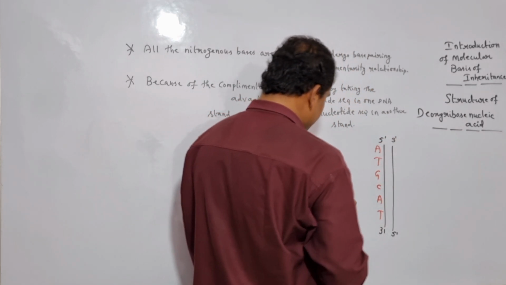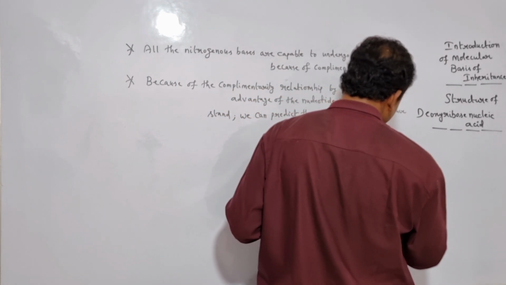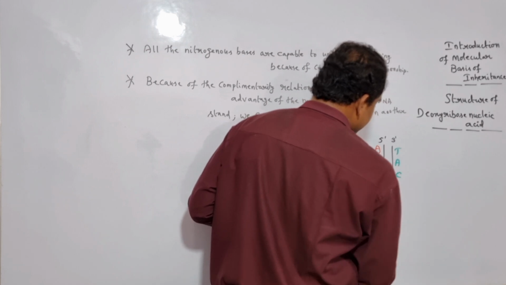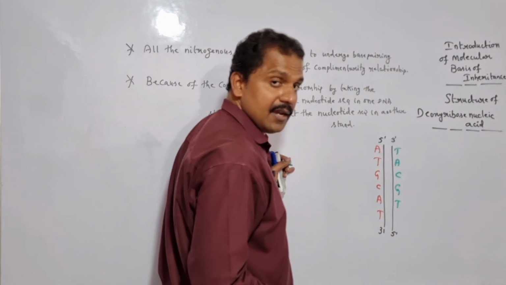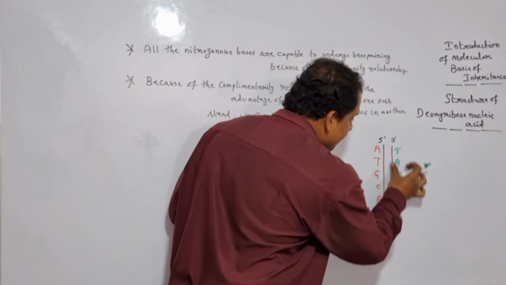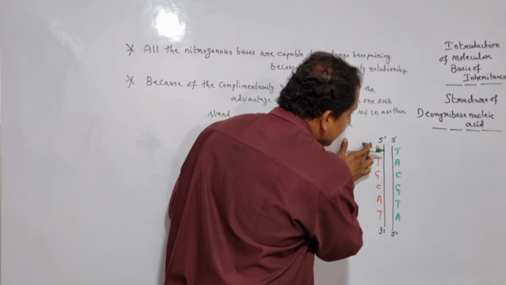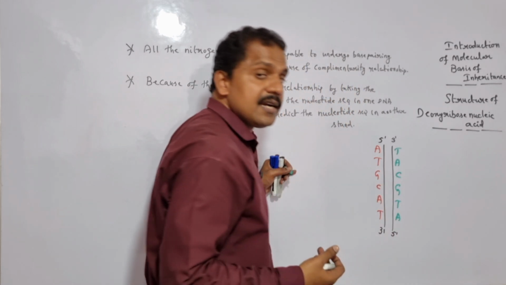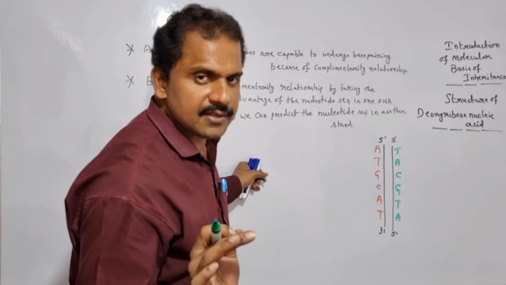So the complementarity of A is obviously thymine, the complementarity of T is A, of G is C, of C is G, of A is T, and of T is A. Initially we don't know the nucleotide sequence in this DNA strand, but by taking advantage of the nucleotide sequence in one DNA strand, we can predict the nucleotide sequence in the other DNA strand. It is because of what? Because of the complementarity relationship.